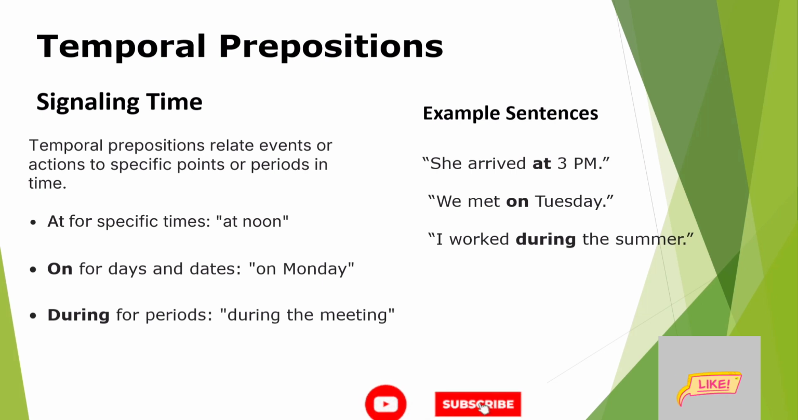Number six, since, to show the starting point from a point in the past until now. Use since when referring to a point in time that started in the past and is still continuing. For example, I have lived here since 2020. She's been asleep since noon. Tip: use since with a specific starting time.